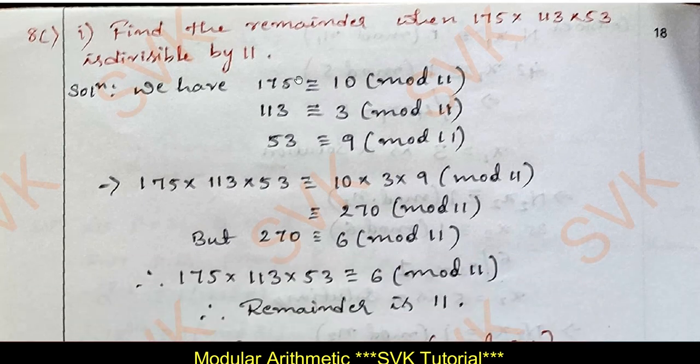By using the properties of congruences, we can have 175 into 113 into 53 is congruent to the multiplication of 10, 3, 9 mod 11. The product will be 270 mod 11, but 270 is congruent to 6 mod 11. So by using the property again, we can write 175 into 113 into 53 is congruent to 6 mod 11. Therefore, the remainder of the product of 175 into 113 into 53 divided by 11 is 6. This is the required solution for the given problem.